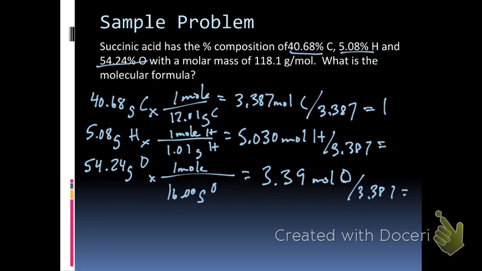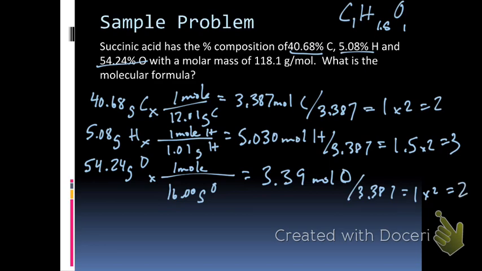This one might be a little trickier. So 5.030, divided by 3.387, equals about 1.5. So here, we haven't gone over this, but remember, we're looking for whole numbers. Like, I can't write C1H1.5O1, right? So what I'm going to do is multiply by a number that'll make it whole numbers. If we multiply everything by 2, that 1.5 will now turn into a 3, right?